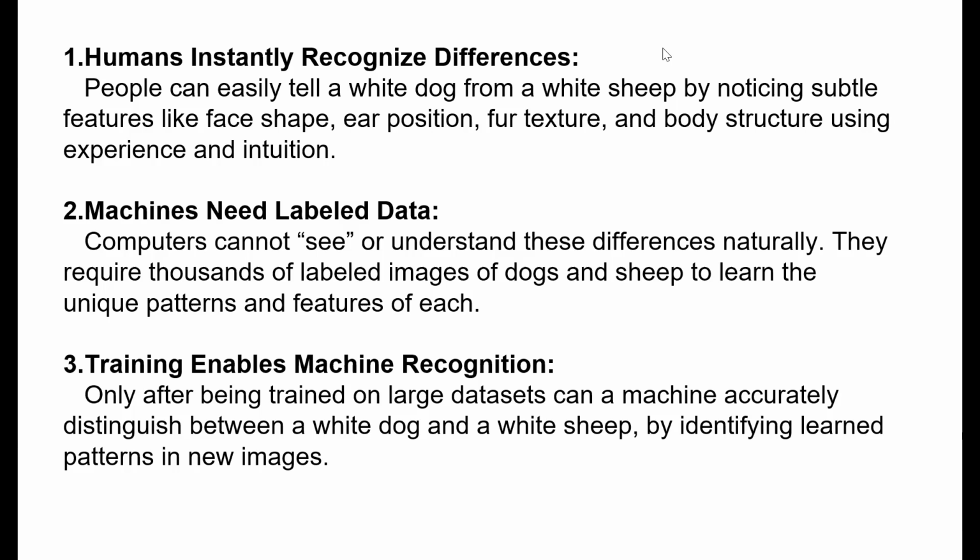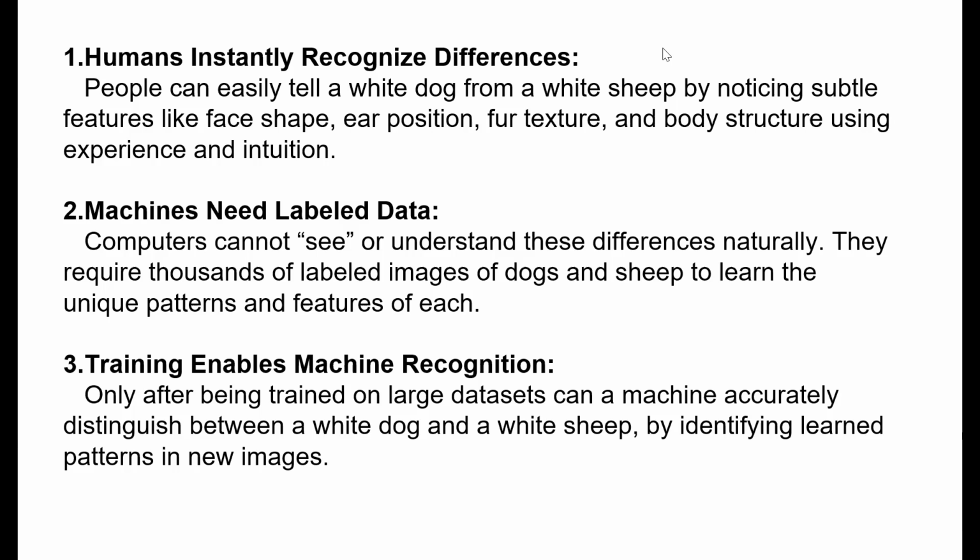All right. So the machine needs the data labeled. What does the machine need to do? The machine needs to label that data. A computer cannot see or understand the difference naturally. We need to make them understand. Okay. They require thousands of labeled images of dogs and sheep, and learn the unique patterns and features of each.